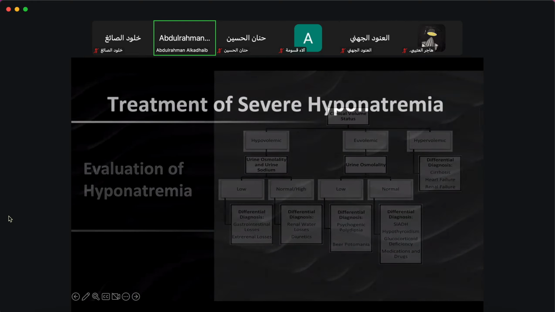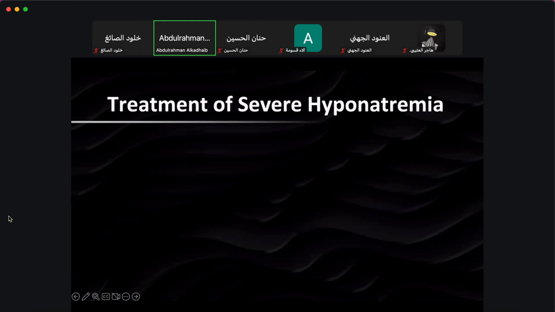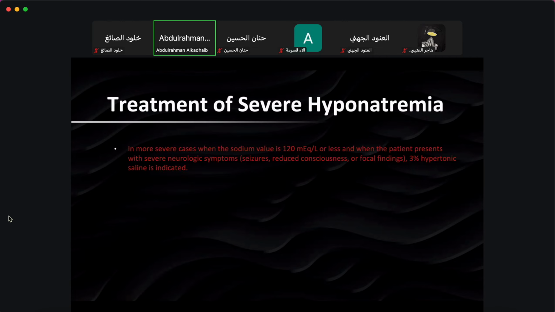Okay, so let's talk about the treatment of severe hyponatremia. As we said earlier, we have to identify those patients, because the treatments for those patients are different than the other patients with hyponatremia. When the sodium level drops below 120, and the patient presents with severe neurological symptoms such as seizure, decreased level of consciousness, or in severe cases, apnea, we should use the 3% hypertonic saline.